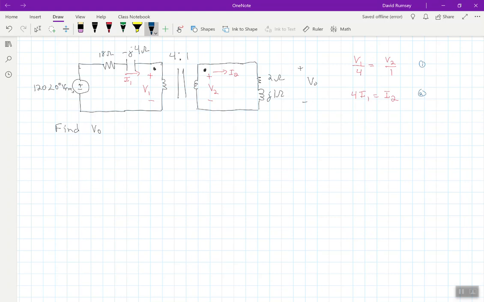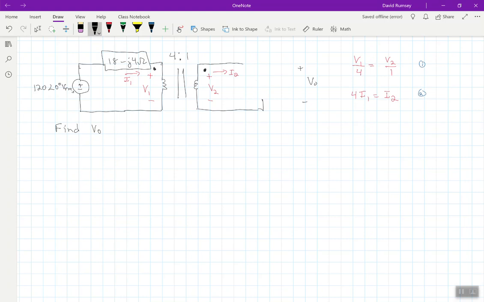Now what I'm going to do here before we go through this is I'm going to just combine these here into a single box because they're in series, and we know that components in series just add. So I can think this is just an 18 minus J4 ohm component. Similarly, on the load here, I can combine the inductor and resistor into a box and have it just be a 2 plus J.